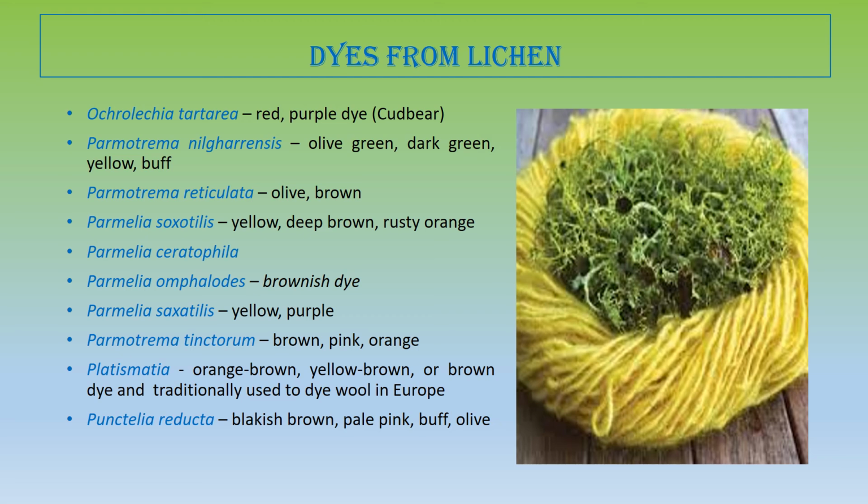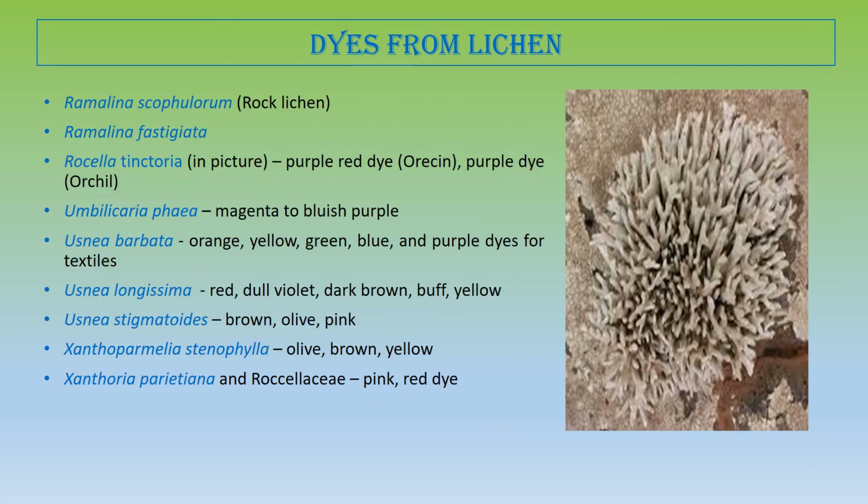And next is Ramalina scopulorum and Ramalina fastigiata. These lichens belong to Ramalinaceae. Ramalina scopulorum is called rock lichen or bush lichen because of the cartilaginous nature of the lichen. Both the Ramalina are fruticose lichens, bushy in appearance, and both share the same type of distribution, that is, they are found in the temperate region of Asia, Europe, and North America. Both are growing on bark of trees, but Ramalina fastigiata prefers basic bark.